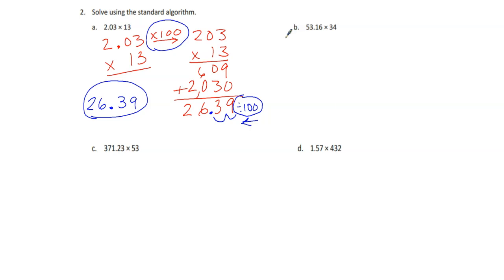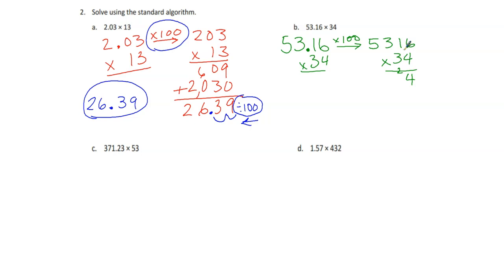Now, I'm going to say 53 and 16 hundredths times 100 is going to be 5,316, and then I'm going to multiply that by my 39 here. So now I multiply that by 39, and I get 9 times 6 is 54.